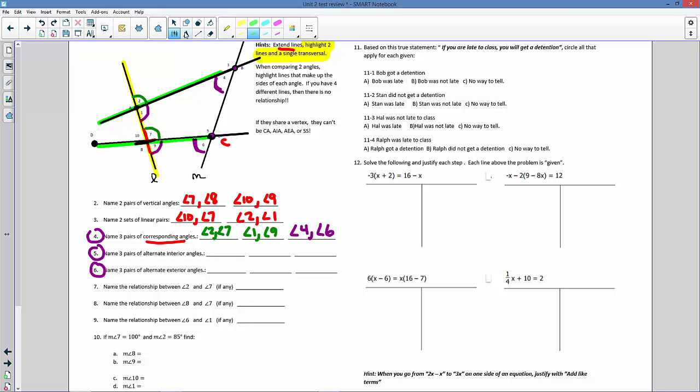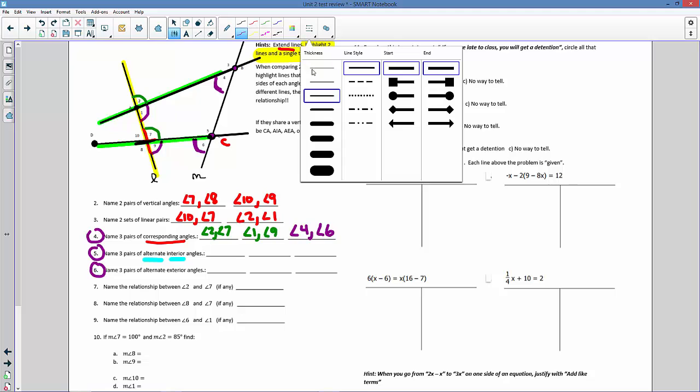I can see like this is the interior. See, that's the interior. And out here is the exterior. See, this is the exterior. So by highlighting, I'm going to erase that though, just so I can see everything. But by highlighting the 2 lines and then the transversal that cuts through them, I can easily answer questions like the alternate side of the transversal and whether it's in the interior or not, okay? So that's what I'm going to do here.